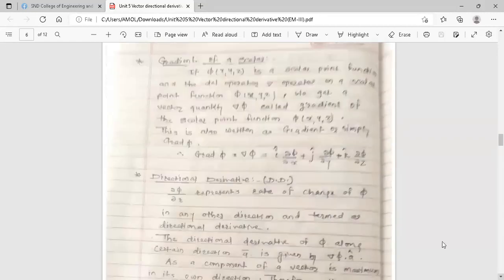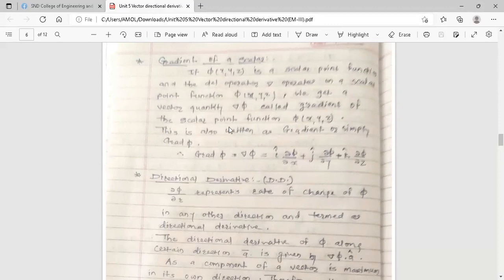Now, gradient of a scalar. See, what is the concept of gradient of a scalar? If phi of x, y, z is a scalar point function and the del operator operates on phi of x, y, z, we get a vector quantity del phi, called the gradient of the scalar point function phi of x, y, z. This is also written as grad phi. See how to represent grad phi. Write the gradient of a scalar.